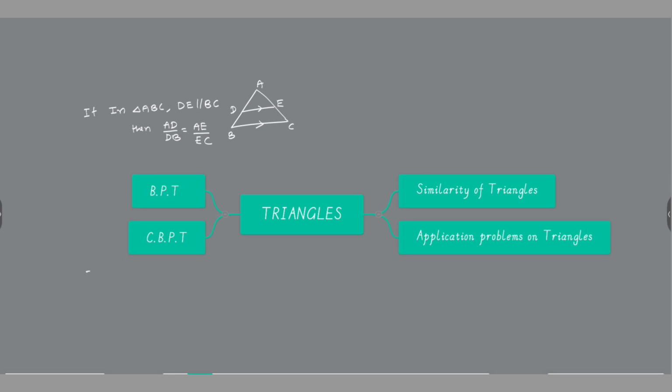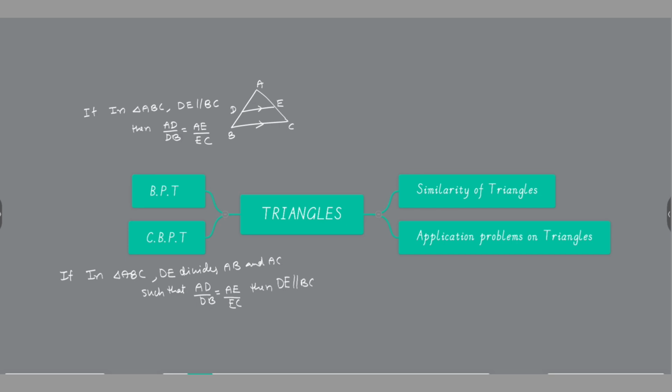What is the converse of basic proportionality? It is the opposite statement. Here, if in triangle ABC, DE divides AB and AC such that AD by DB is equal to AE by EC, then the line will be parallel to the third side. So here it is the opposite. If a line is parallel, it divides the other two sides in the same ratio. If two sides are divided in the same ratio, then the line will be parallel.